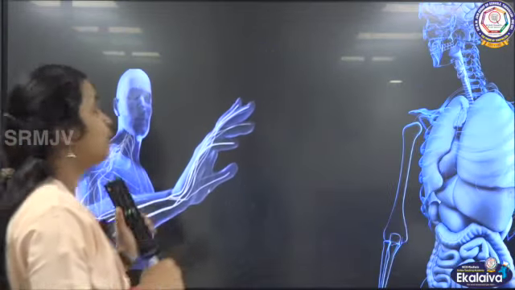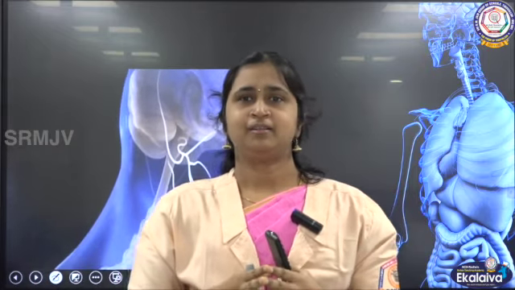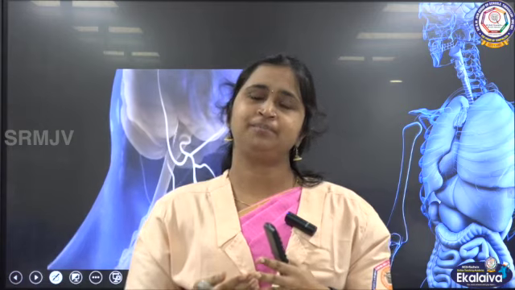In the next class, we'll see about the different types of nervous system. Already 1 nervous system we have completed, the CNS. Okay, the remaining: peripheral nervous system, somatic, all these things we'll see in detail.